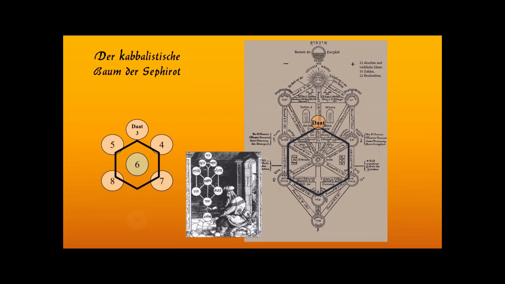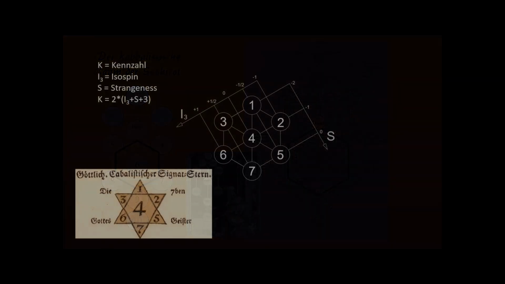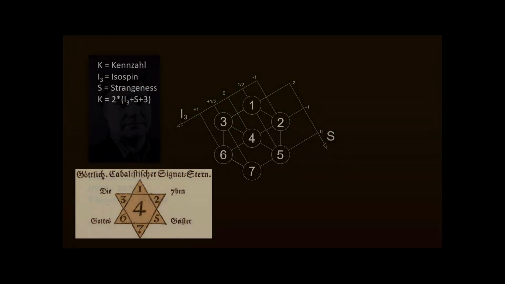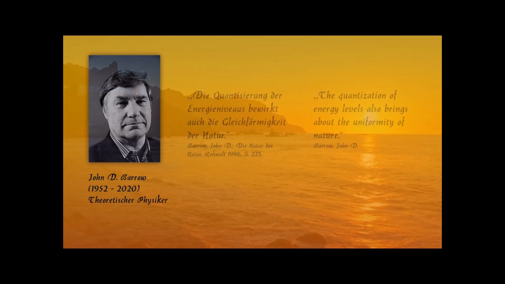It has now taken 2,500 years for philosophy and science to stop laughing at the statement that the world is number, because the Pythagoreans were literally right. This is expressed in a quote from the cosmologist John D. Barrow when he says, "The quantization of energy levels also brings about uniformity of nature."